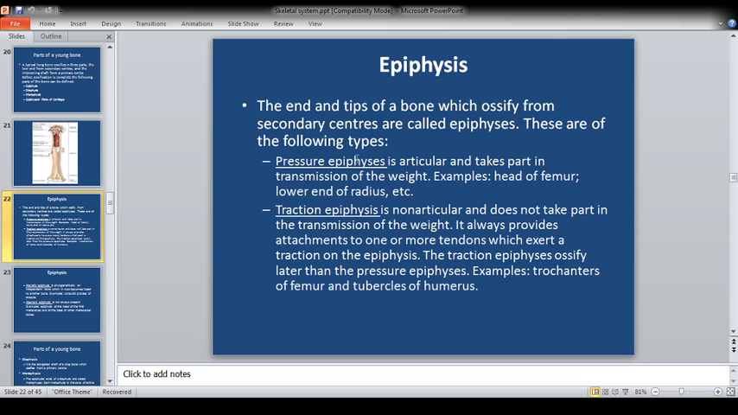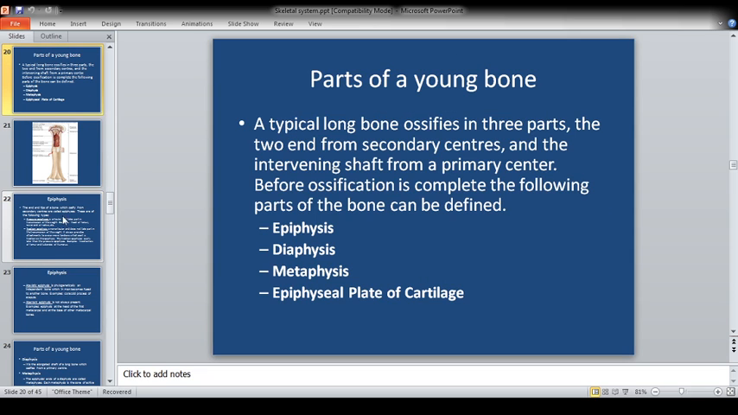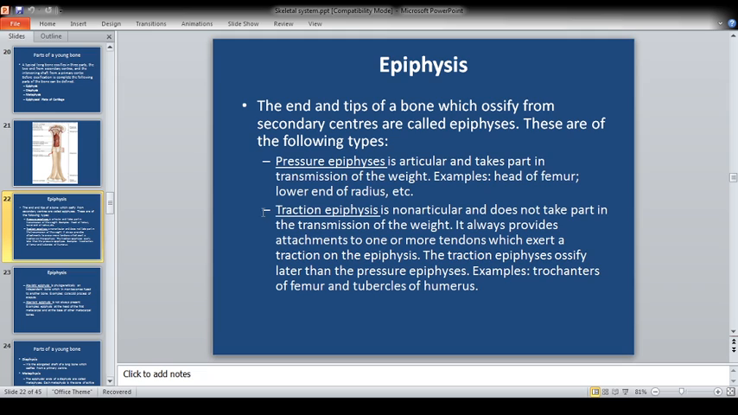These are of the following types. There is pressure epiphysis. Pressure epiphysis is articular, made up of cartilage, is covered by the cartilage, and takes part in transmission of the weight. Examples are head of the femur, lower end of the radius.